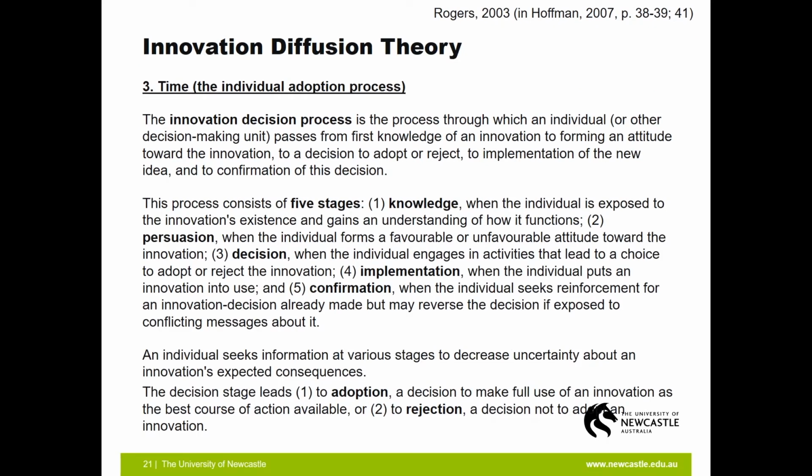So our third component of the theory is what we call time. So this relates to the individual adoption process. And basically all this is trying to break down for us the different stages that individuals go through when they're faced with a change, when they're faced with the adoption of a new way of working or a new product or a new process. There are 5 stages we suggest they go through. So firstly is about knowledge. Individuals want to understand, okay, what is this innovation? What's it all about? Can you tell me some more about it?